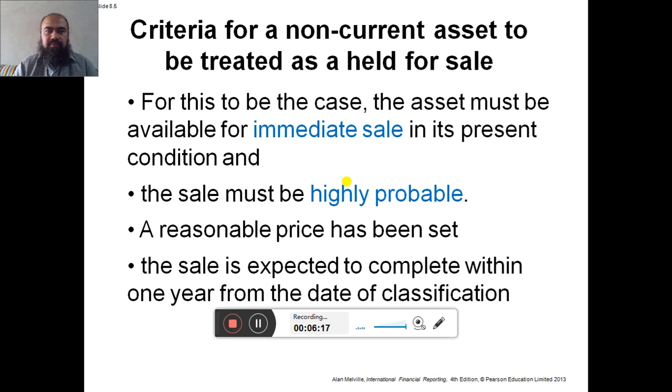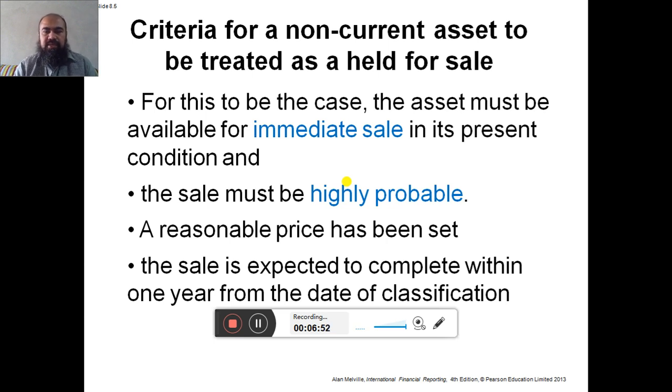So keeping in view that background, now we come to the criteria. You may say these are four conditions. If all of these four conditions are met, then IFRS 5 says that a specific non-current asset will be classified as a non-current asset held for sale. First criterion: the asset must be available for immediate sale in its present condition. The sale must be highly probable.